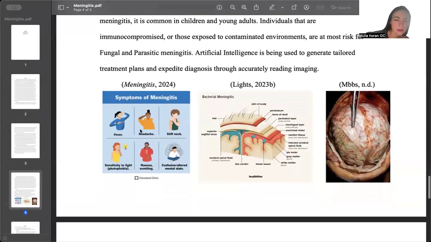I have some pictures here. The symptoms of meningitis, including fever, headache, stiff neck, sensitivity to light, which is photophobia, nausea, vomiting, confusion or altered mental state, usually brought on by the pressure in the brain, because the inflammation causes it to swell.